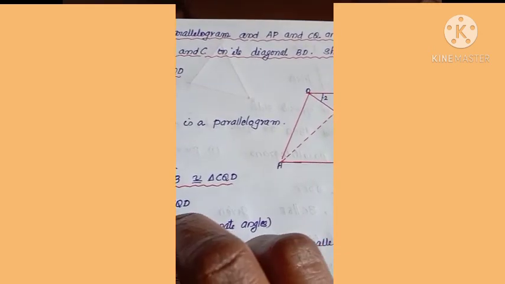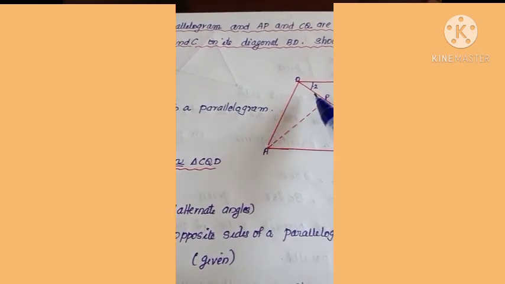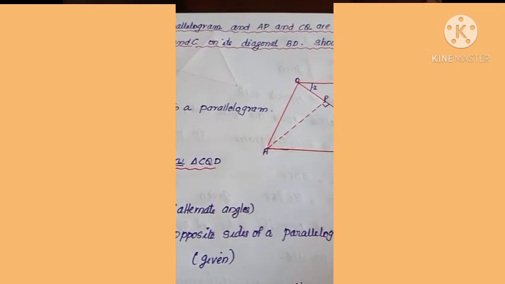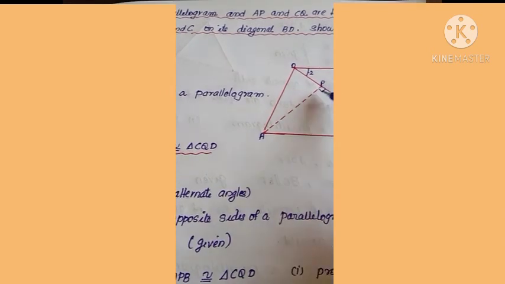Question number 10. ABCD is a parallelogram and AP and CQ are the perpendiculars from vertices A and C to its diagonal BD. Show that triangle APB is congruent to triangle CQD and AP is equal to CQ. See the figure. ABCD is a parallelogram and we have a diagonal BD. And listen, AP and CQ are two perpendiculars on this diagonal BD. Perpendiculars means these two angles are 90 degrees.